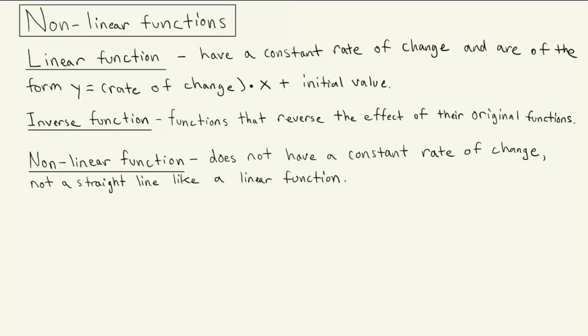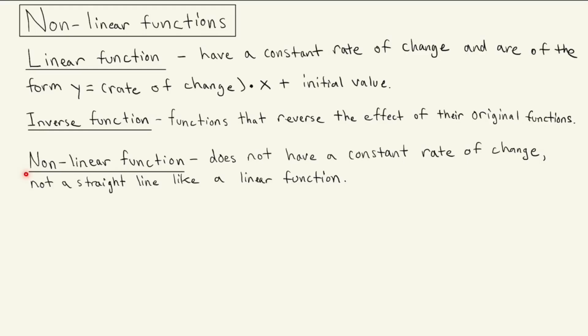In the last two videos, we talked about linear functions and inverse functions. So let's quickly go over these. A linear function is a function that just has a constant rate of change and can be written in the form y is equal to some rate of change times x plus some initial value, or y equals wx plus b. An inverse function is a function that just reverses the effect of its original function. If you don't understand either of these topics, I have full videos on them. You should go check them out.